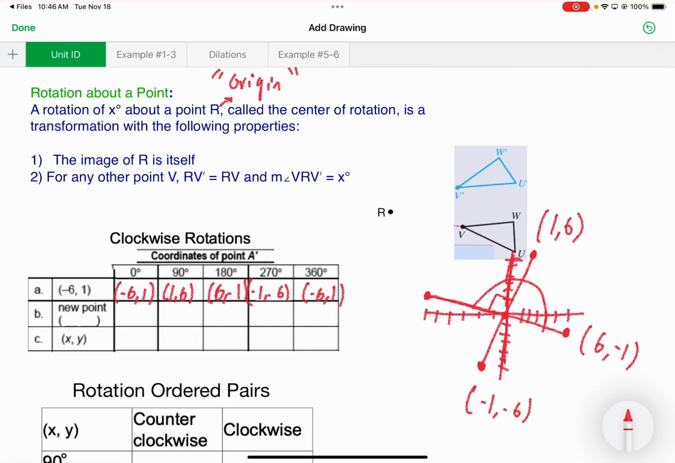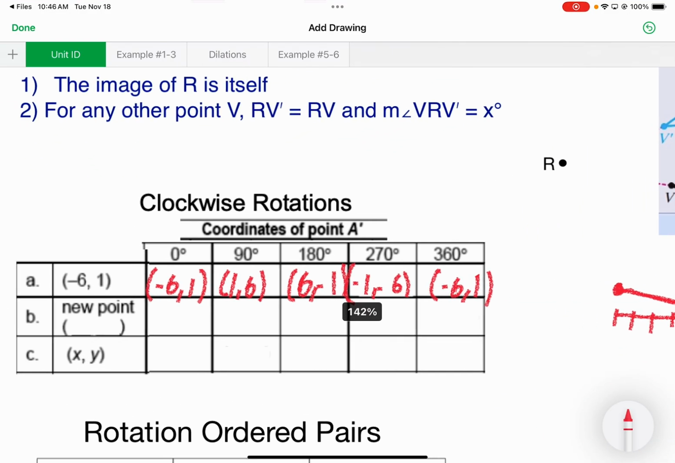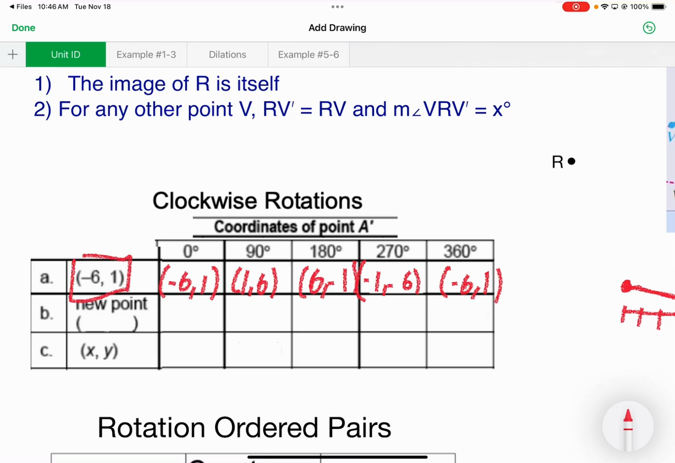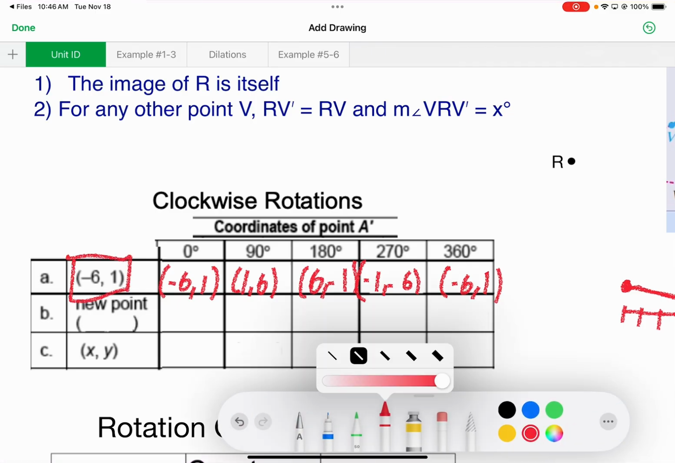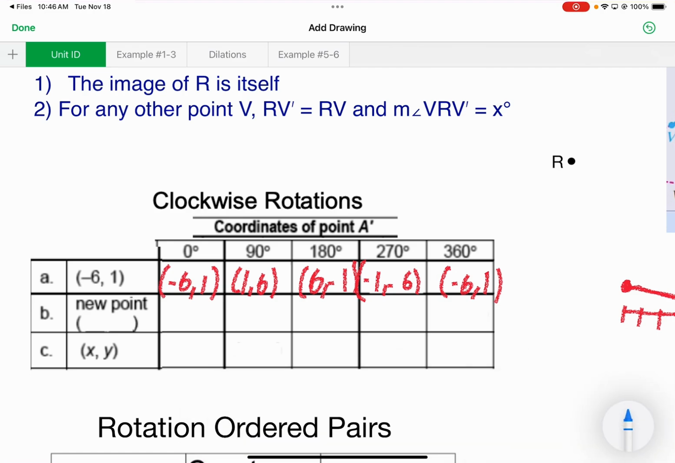Okay? Now, our job is to compare this value right here that I'm boxing in to each one of the values that we ended up with, and then come up with a rule for each one. Okay? So what happened if I went from -6, 1 to -6, 1? Did anything change? No. So then I would just say xy is the same as xy. Nothing changed. What about -6, 1 to 1, 6?